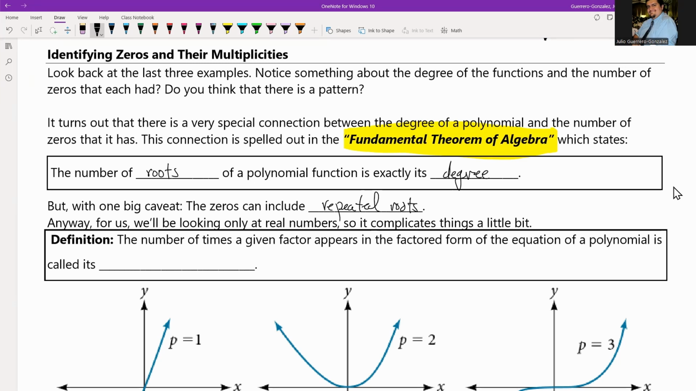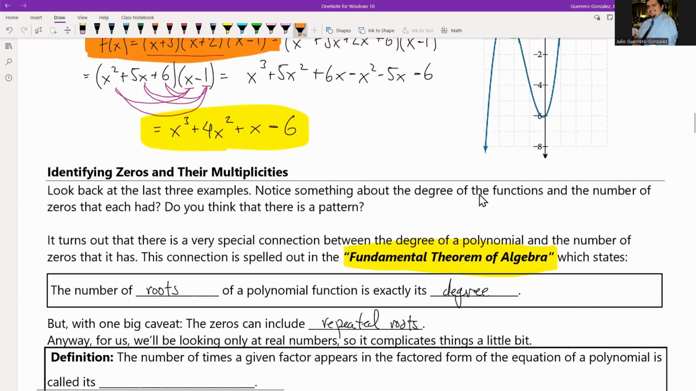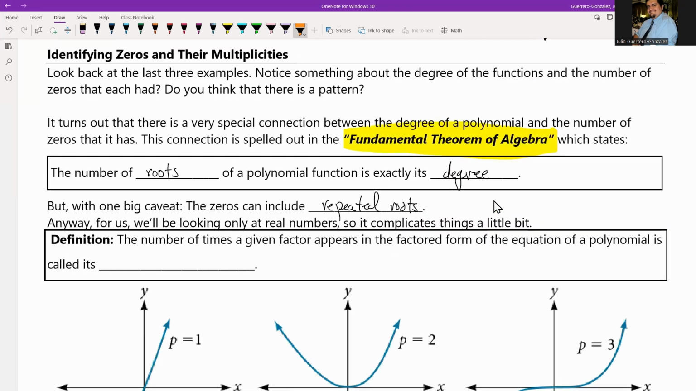A definition that I need to cover: the number of times a given factor appears in the factored form, when you have a bunch of stuff multiplied by itself, like this. This is the factored form. When you have a factored form like this, the number of times a factor appears in the function is called its multiplicity.